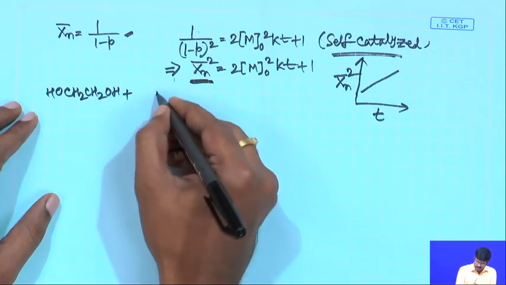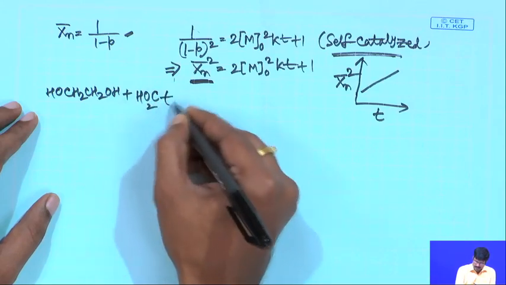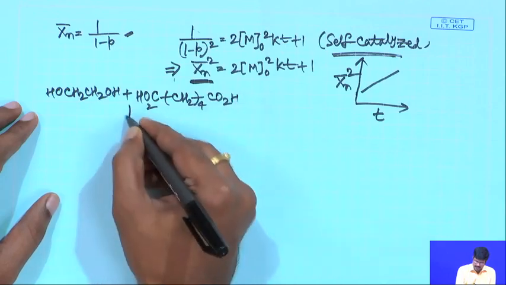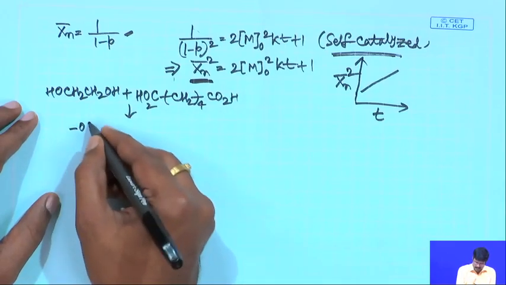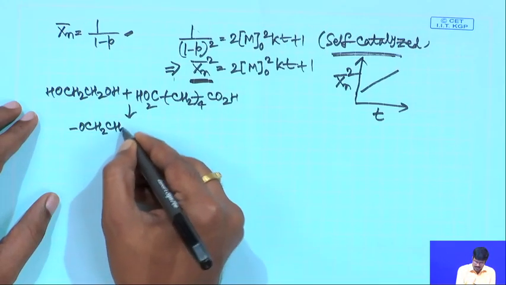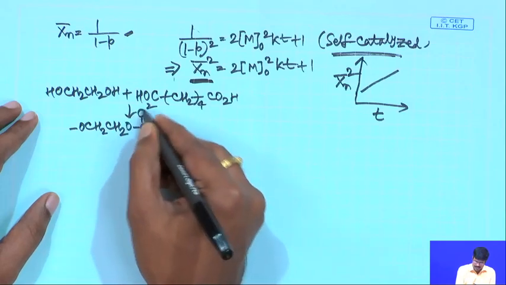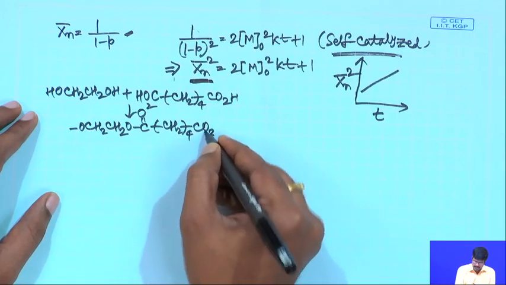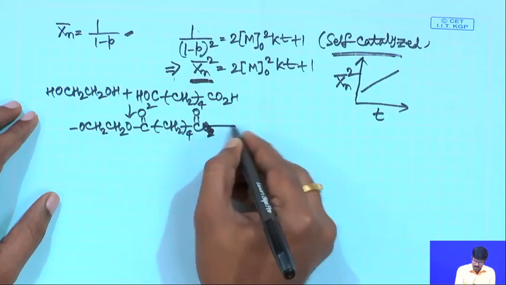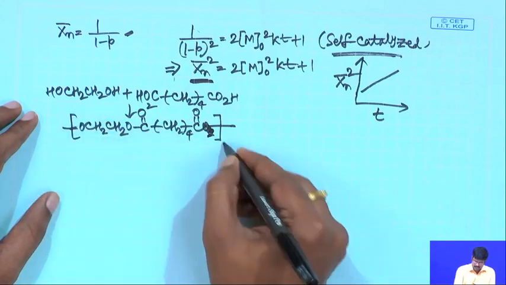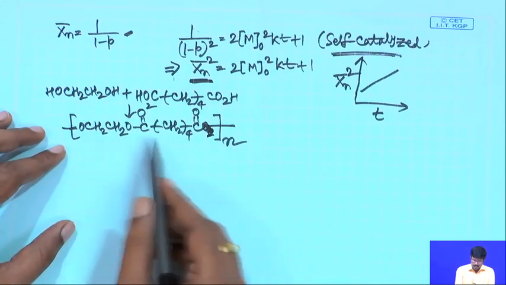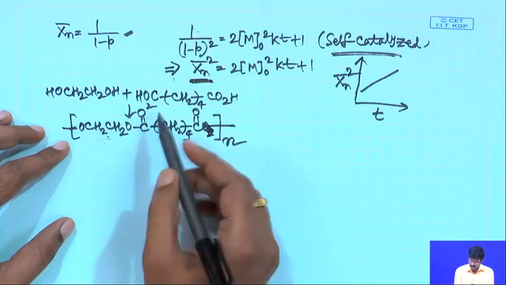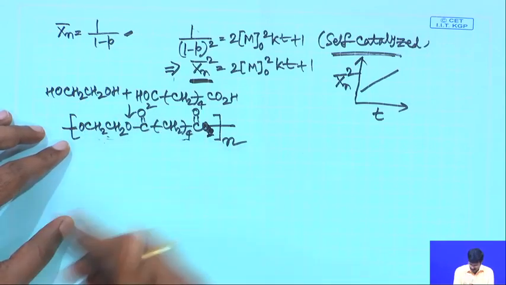and adipic acid. Let us draw the repeat unit here, OCH2CH2O, and then you have CO (CH2)4 CO. So, what is the molecular weight of this repeat unit? If you just add things up, it becomes 172.